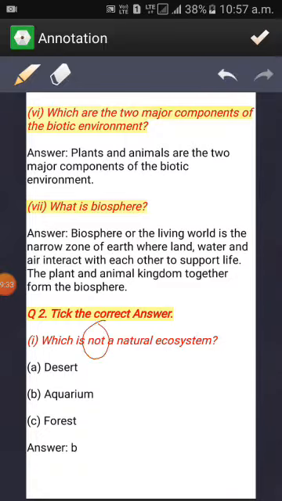We have to point out which of these is not a natural ecosystem. We will first see which ones are natural ecosystems, then we can easily point out the wrong one. Desert, it is a natural ecosystem. Aquarium, this is man-made. Forest is a natural ecosystem. So the right answer is B. Correct answer is B, that is aquarium. Aquarium is not a natural ecosystem.